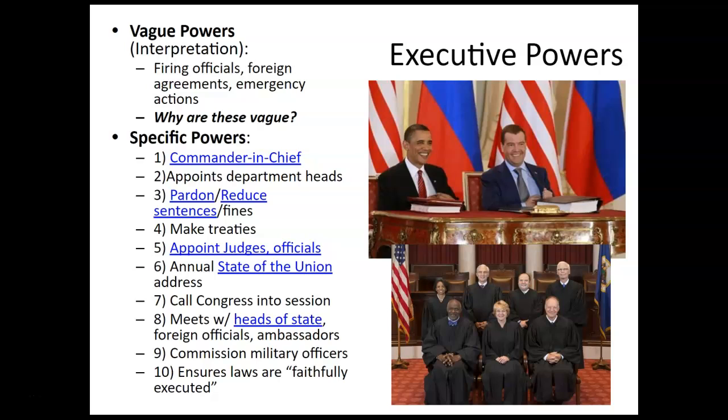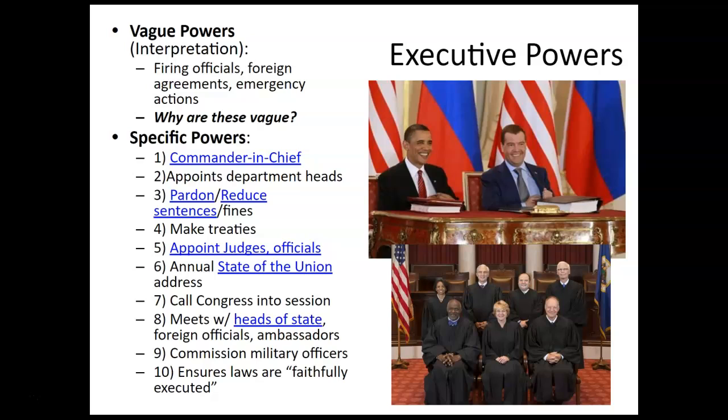So when he came into office in 2017, but was elected in 2016, he had to put together committees, or groups, to try to find officials for his cabinet. And they went through and he appointed them. Now, some have been fired, some have stepped down, and he's had to appoint other ones, but that's an example. The president can also pardon or reduce sentences or fines.